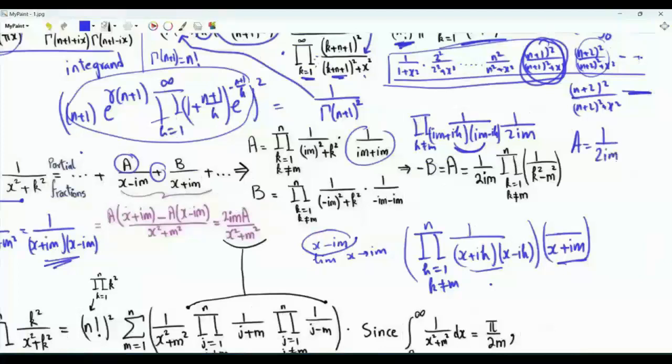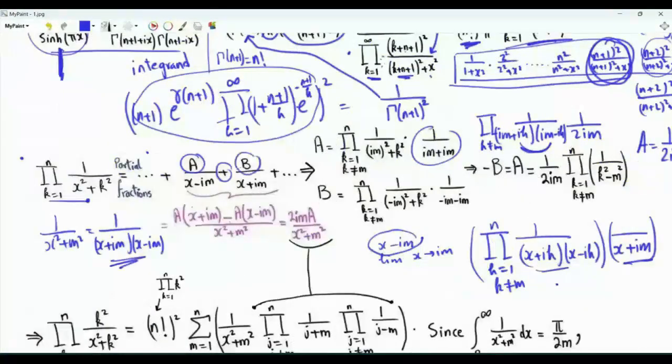So a is equal to 1 over 2im, the product, k from 1 to n, k not equal to m, of 1 over k squared minus m squared. To get the coefficient b, we multiply both sides by x plus im. Then we take the limit as x tends to minus im.